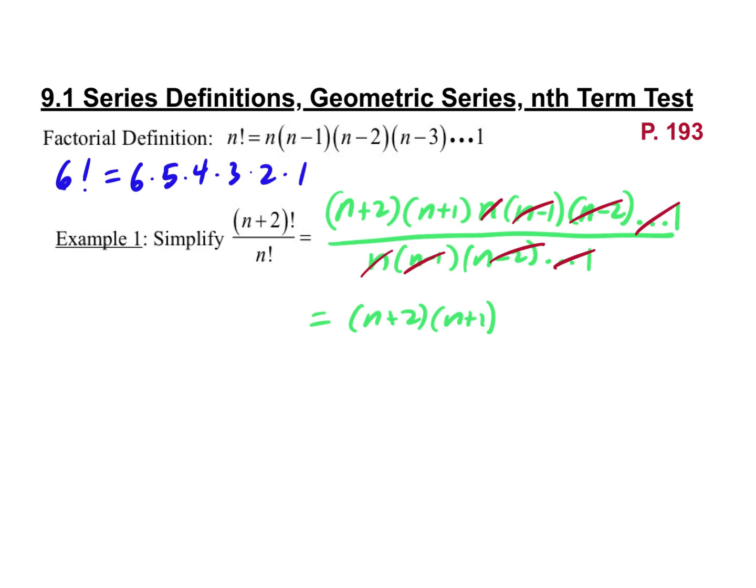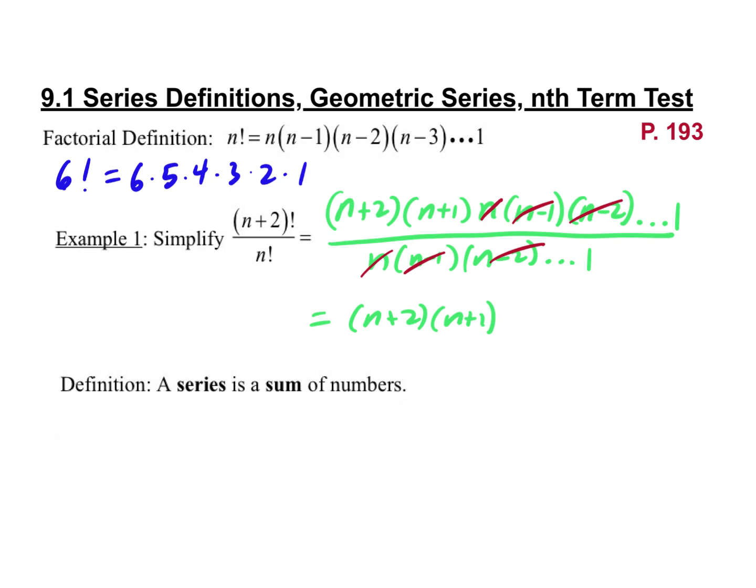Let's talk about the definition of a series, okay? A series is a sum of numbers, okay? So we're just going to take a bunch of numbers and add them all up, and that is the series. Now, you'll hear the word sequence a lot too, and the sequence is just the list of the numbers. The series is the sum of that list of numbers, okay?